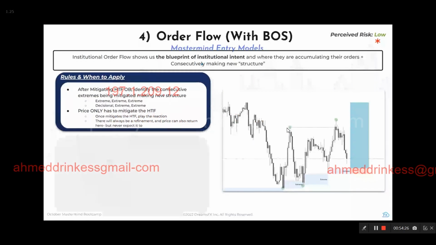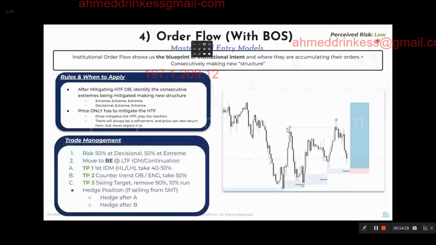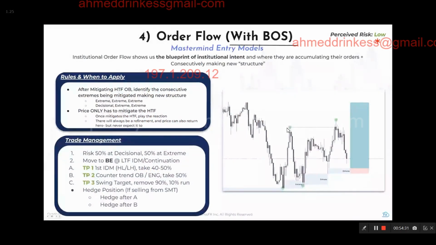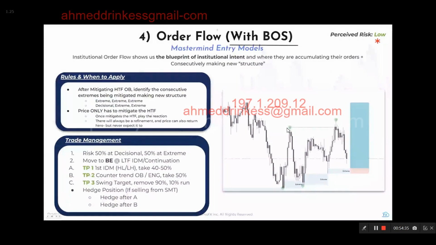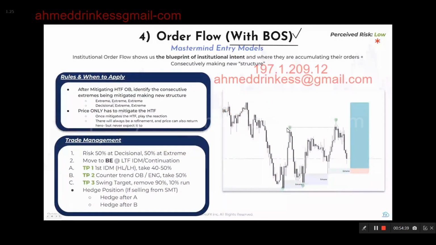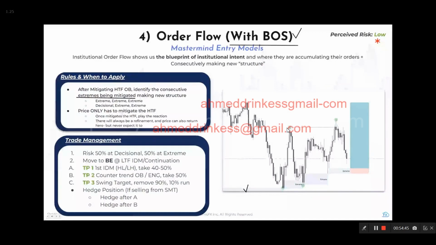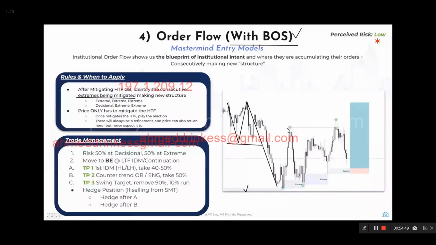So your order flow here, this is the type without BOS. Now, order flow does not need structure to be considered valid. It doesn't need a break of structure, but this example we're talking about does. So after mitigating a higher time frame order block, as can be represented here, identify the consecutive extremes being mitigated, making new internal structure. Like we've talked about many times now, if this is the inducement and this is the trap, what do we expect after?